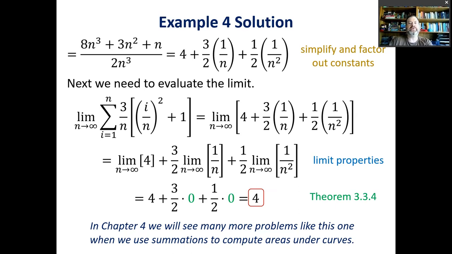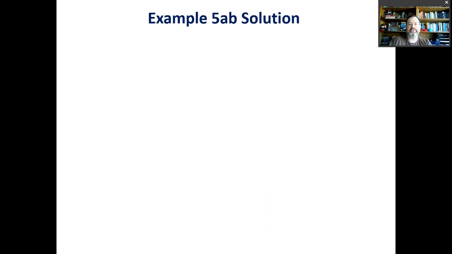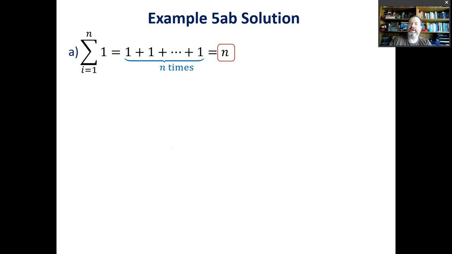So this is sort of what we do in the beginning of Chapter 4. More stuff like this. Now let's prove some of these formulas. So we're going to prove A, B, and C. We already talked about the proof for A. It's pretty easy, right? If I'm just summing up the number 1 n times, that's clearly just n.